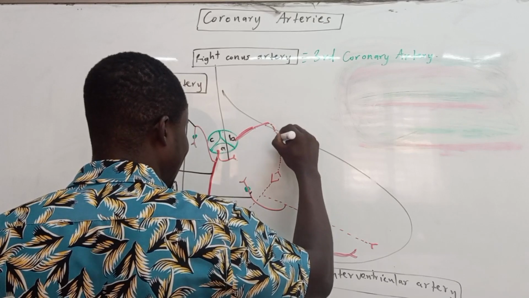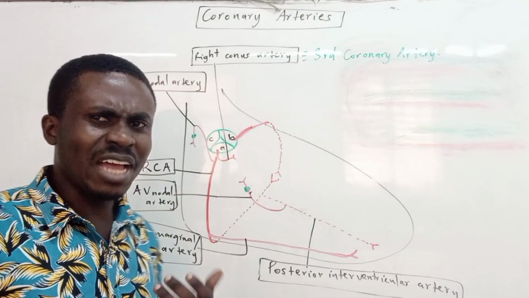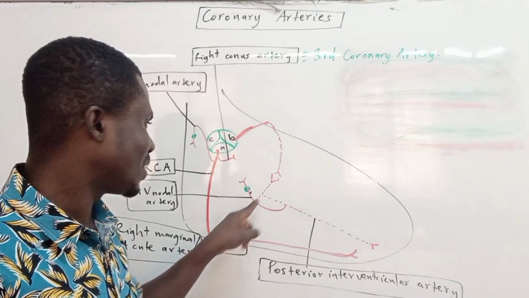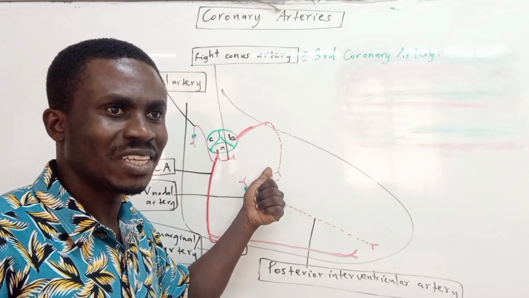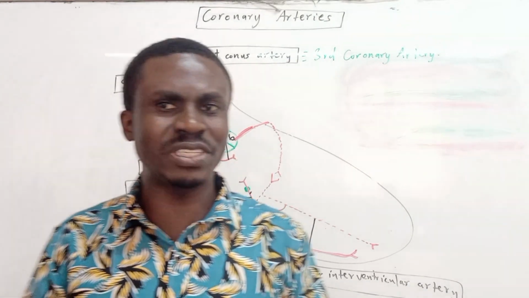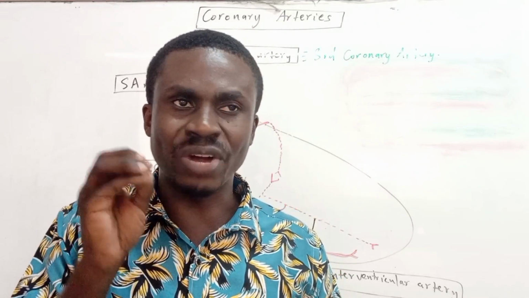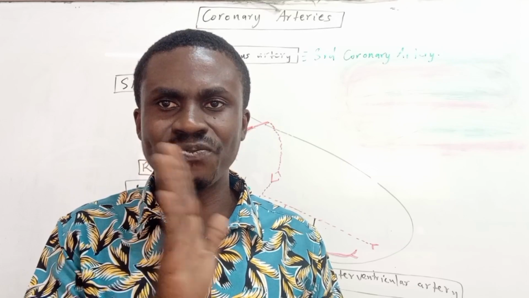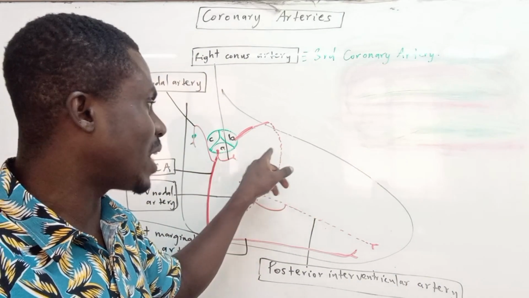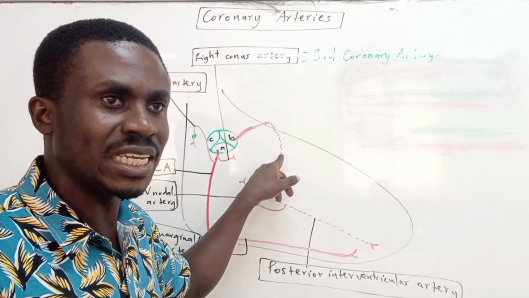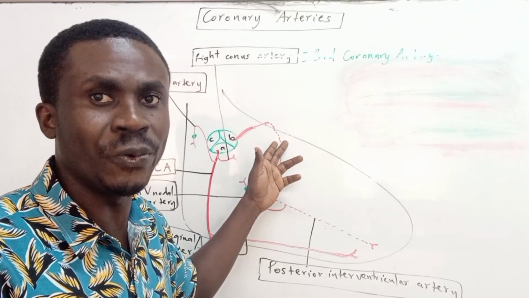Then it goes behind. So I'm running it behind, that's why I'm using the dotted lines. And it comes, as if it anastomoses with the right coronary artery. Structurally we can see there's some kind of anastomosis taking place. But my friends, branches of coronary arteries are functional end arteries. In other words, if this artery has a blockage in here, then this one cannot give blood. There will not be any collateral blood supply to this one.